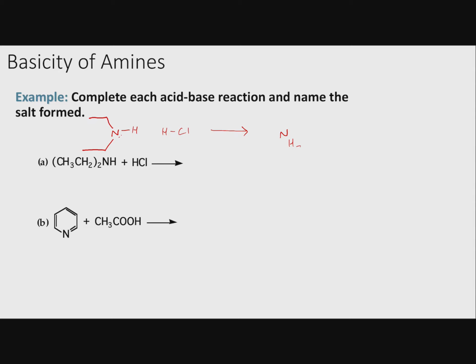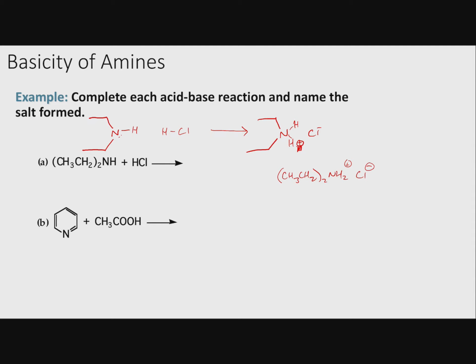So now it has two hydrogens, a plus charge, and a Cl minus associated with it. Well, not attached to it, but associated with it. You could also just show that as (CH3CH2)2NH2 plus, Cl minus.